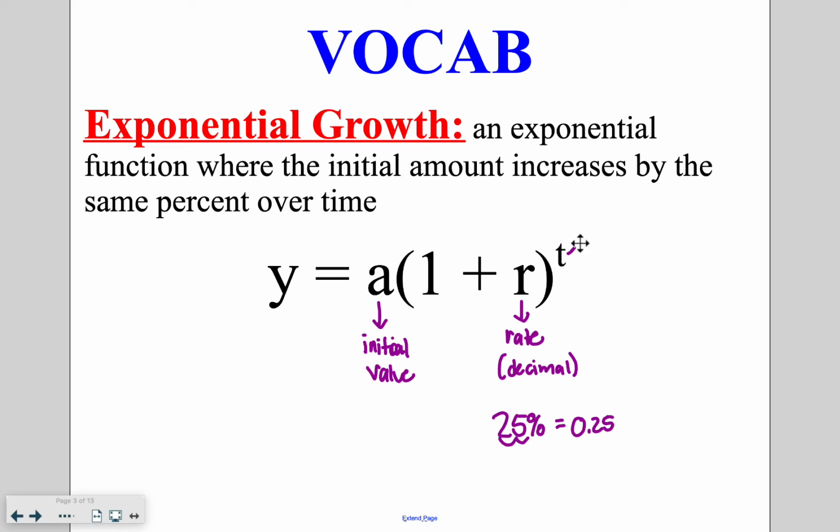And then the t stands for the amount of time that is occurring. You want to make sure if it's giving you a rate of 7% per year, then that time needs to be in years. If it says 7% per month, then that time needs to be in months. So whatever the rate is being measured in, the time label needs to match that.